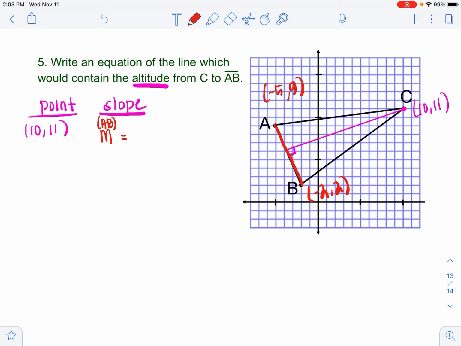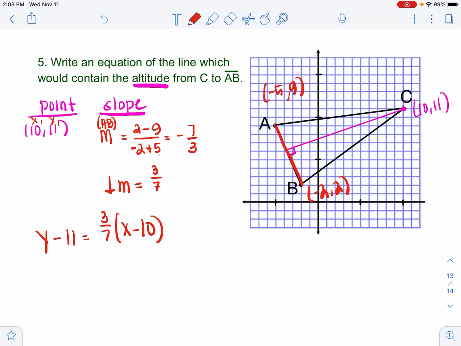All right, finding my slope. y2, which is 2, minus y1, which is 9, over x2, which is -2, minus x1, which is -5. So double negative makes a positive. That's -7 over -2 plus 5 is 3. So the slope of my altitude, which is perpendicular to that, is 3/7. So now I can write my equation of my line. This is x1, this is y1. Y minus 11 equals m, which is 3/7 times x minus 10.